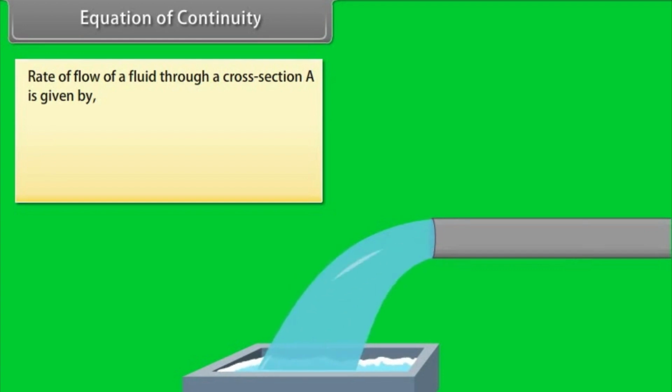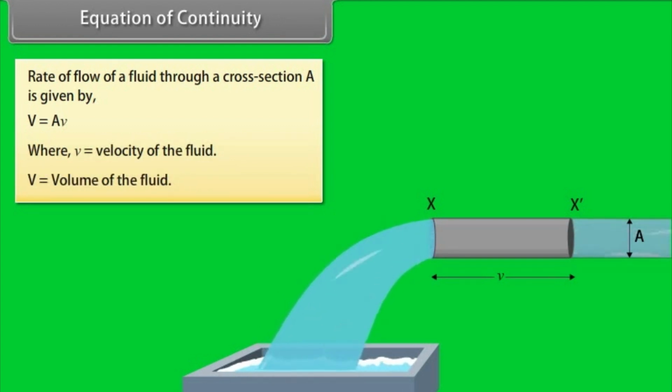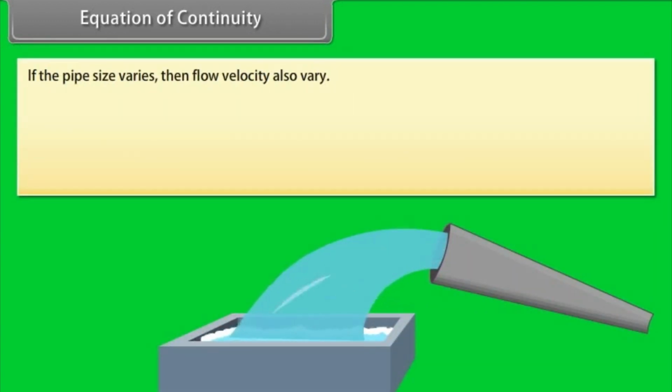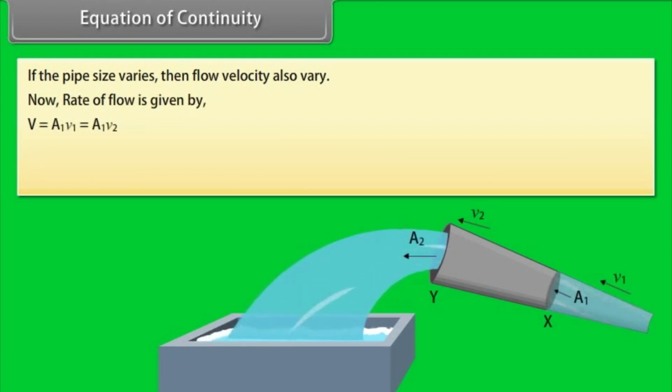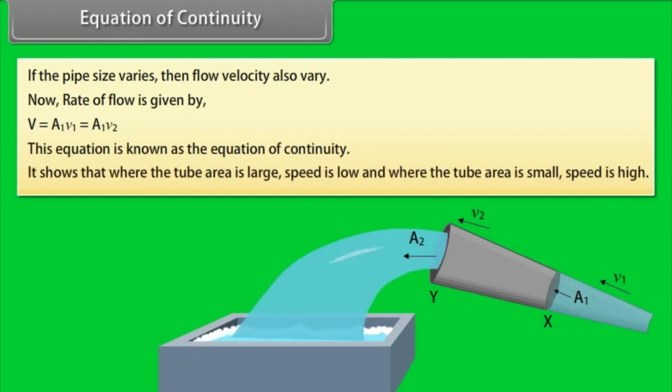Equation of continuity. Rate of flow of a fluid through a cross-section A is given by V = Av, where v is the velocity of the fluid and capital V is the volume of the fluid. If the pipe size varies, then the flow velocity also varies. Now, rate of flow is given by V = A1v1 = A2v2. This equation is known as the equation of continuity. It shows that where the tube area is large, speed is low, and where the tube area is small, speed is high.